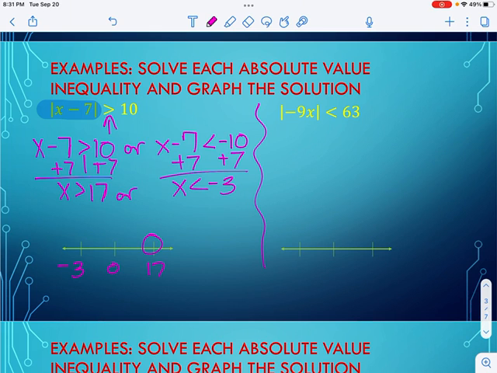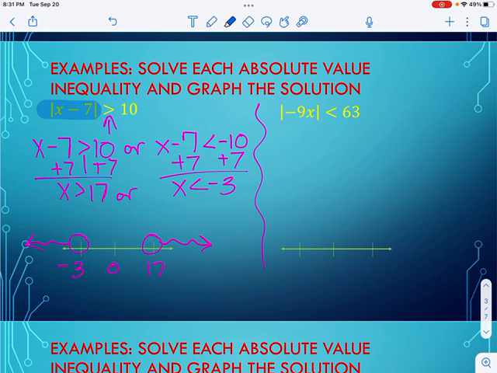So that means I would have an open circle at 17, and I'd have an open circle at negative 3. On the 17, I'd go to the right because x is greater. On the negative 3, I'd go to the left because x is less than that. And that's how we would do that absolute value inequality.